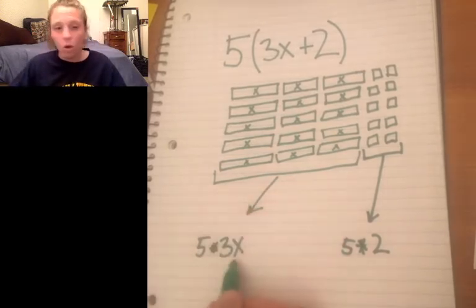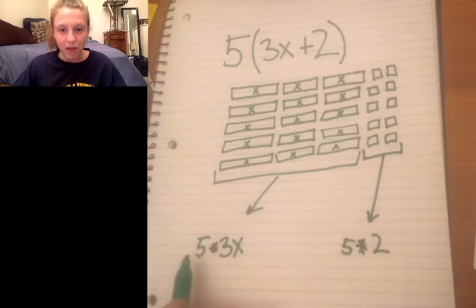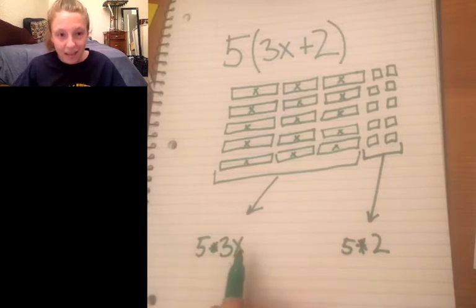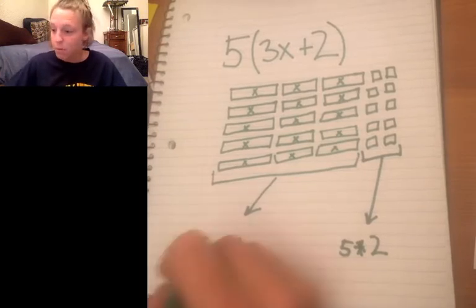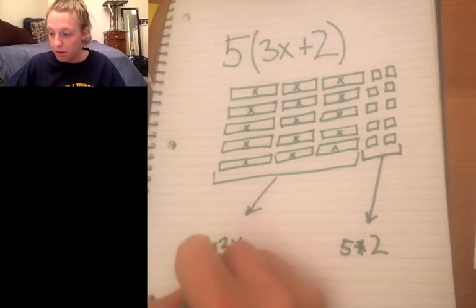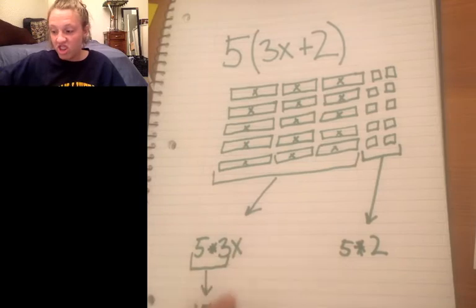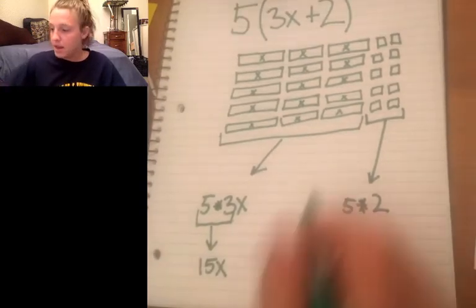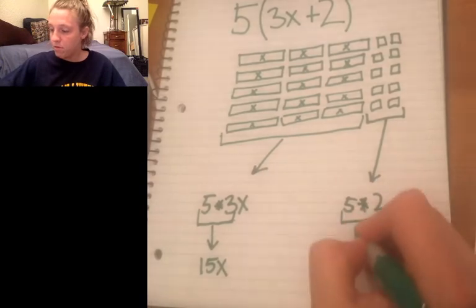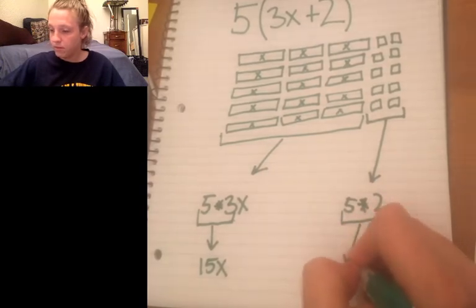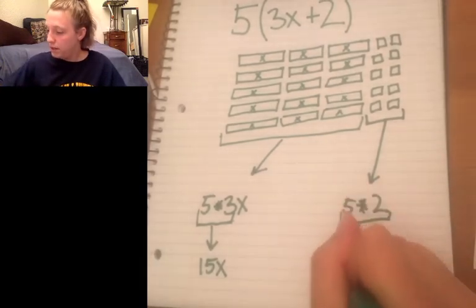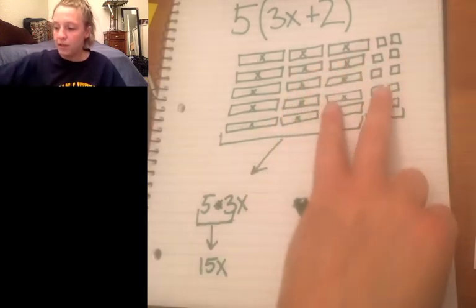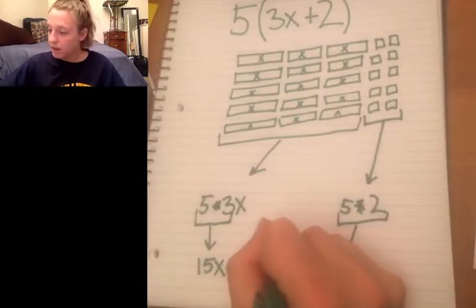Because these are all, this is 3 multiplication problems. It's 5 times 3 times x. And so because they're all multiplication problems, we can actually do this multiplication problem. But there's still that x, so we have to bring that x down. And then this one we can do as a multiplication problem, which is 10. And these two, because they're both next to each other, that's an addition problem.